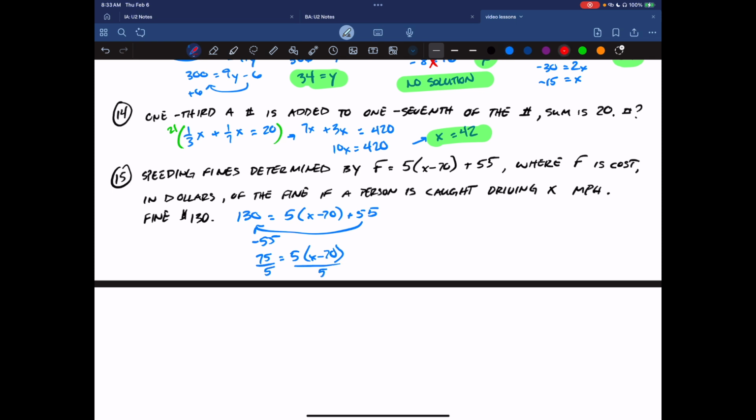Okay, and then it goes away over here. And so 75 divided by 5 is, sorry, 15. That's going to be 15 equals x minus 70. And then you add the 70. You'll find that x is 85. Which means he was going 85 miles per hour.